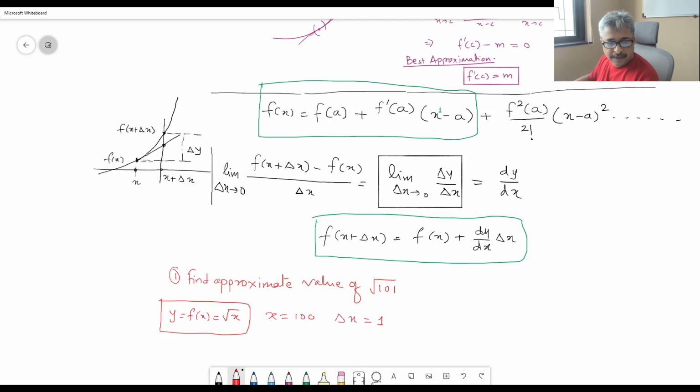So I need f of x, I need a delta x, and I need dy by dx at x is equal to 100.